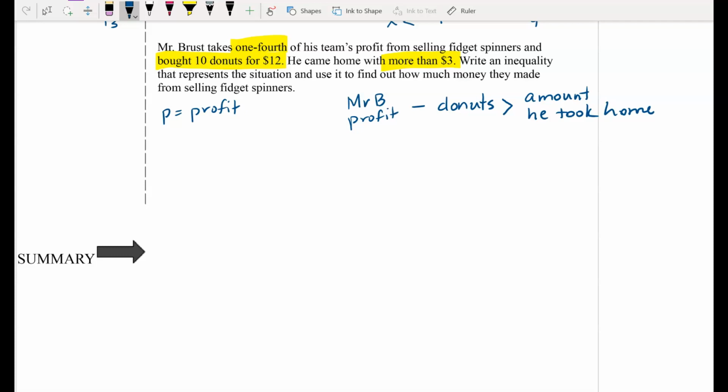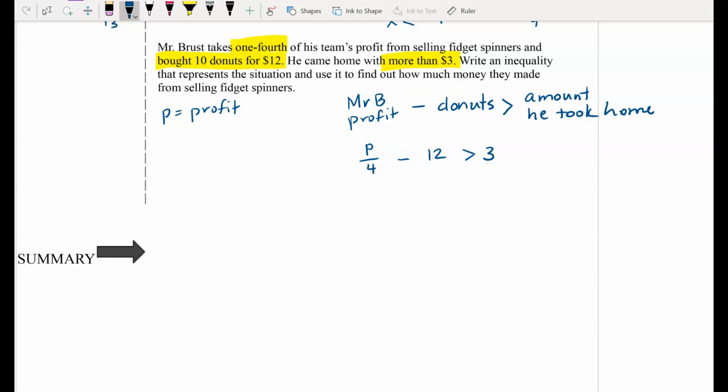So here's what I thought about the problem in words. Mr. B's profit minus the amount he spent on donuts has to be greater than the amount he took home. Now let's fill in what we know. We know that Mr. B's profit was 1/4 of the team profit. So P is the team's profit, and we divide that by 4. You can also multiply P times the fraction 1/4. Then we subtract the amount that he spent on donuts, which was $12, and that amount has to be greater than 3, the amount that he took home.